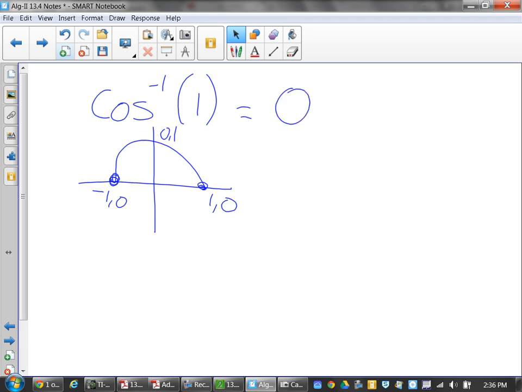Wait, cosine is x. No. If you went fully around, yes, 2 pi. But since, remember, I'm only looking at my parameters for cosine, it's going to be between 0 and pi. The inverse cosine of negative 1 is pi. Inverse cosine of 1 is 0. Wait, 0 is a radian? And 0 is a degree.